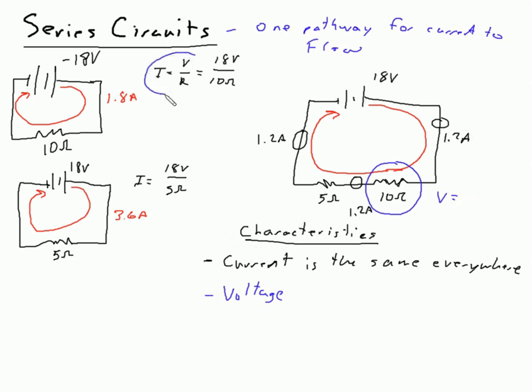We have I equals V over R, and if we do a real quick cross multiply, that gives me voltage equals current times resistance. So my voltage is my current, 1.2 amperes, times my resistance of 10 ohms. That gives me 12 volts. So on this particular bulb, the voltage of 12 volts is being used.